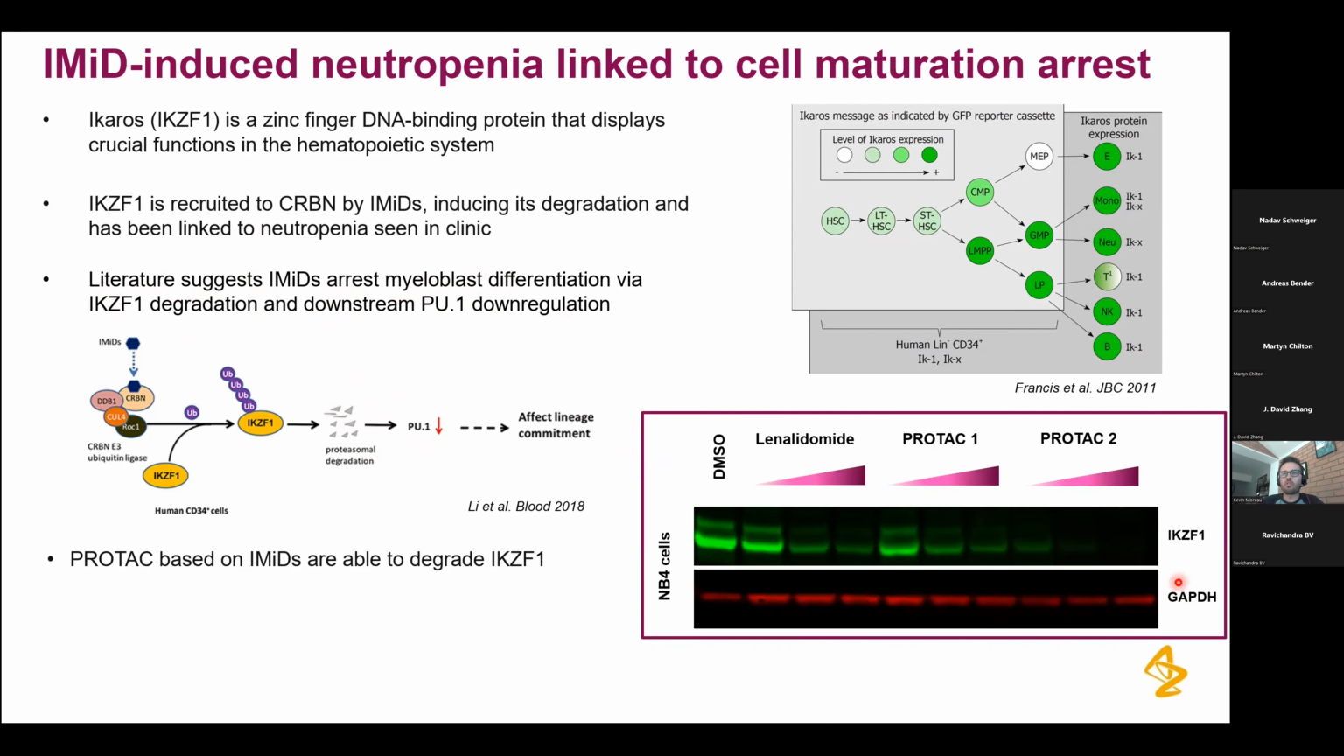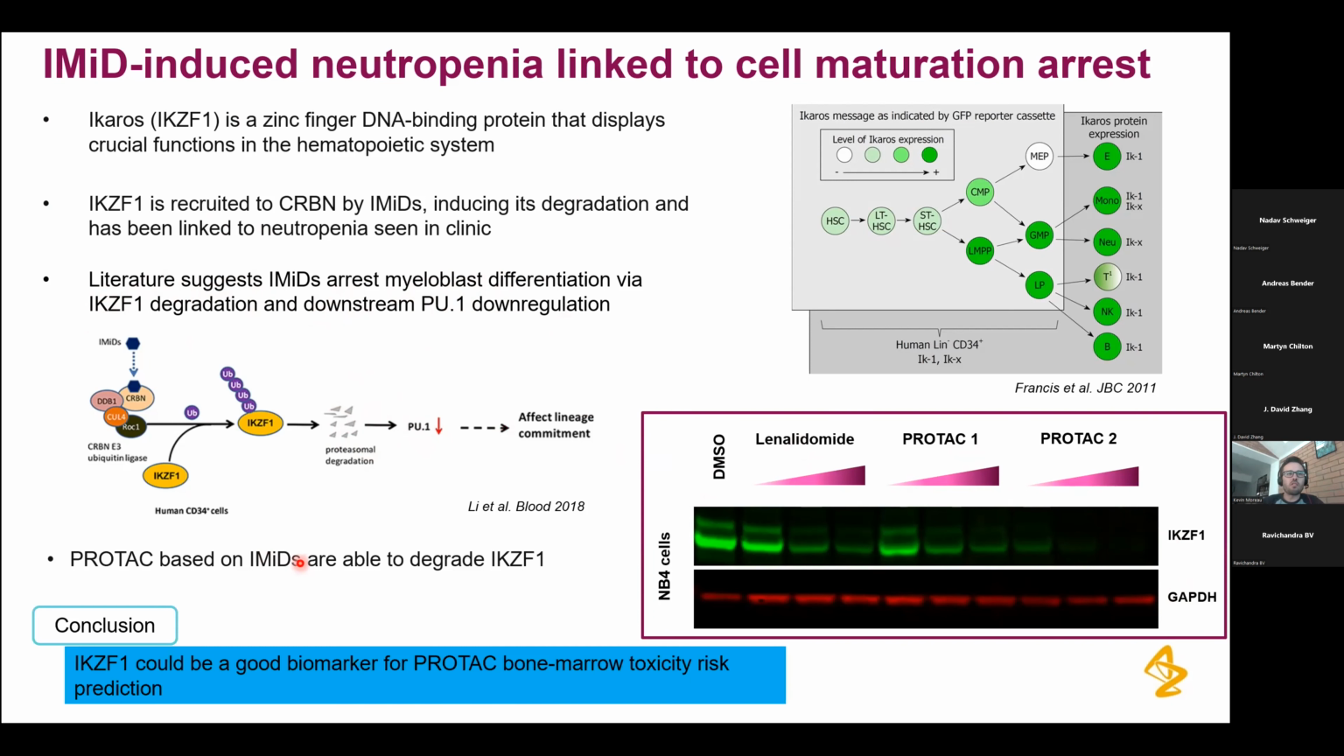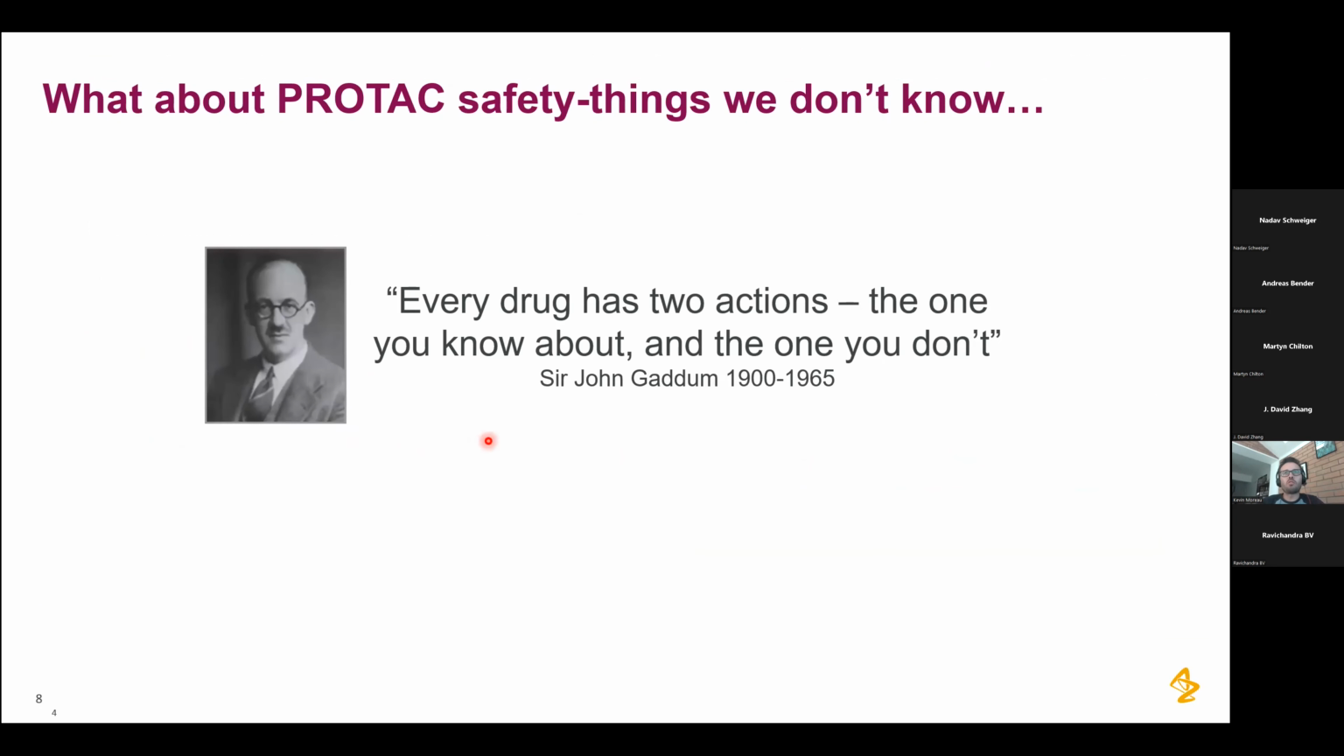We also confirmed by Western blot that our PROTACs based on IMiDs can degrade Ikaros, sometimes as well as lenalidomide, or sometimes even better than lenalidomide. So this is another biomarker that we are following, but this time for bone marrow toxicity prediction. Now, this is what we know, and we focused some effort with bespoke degradation assays to look at this. But like for every drug, there are the things that you know and the things that you don't know. So how do we tackle the things that we don't know?